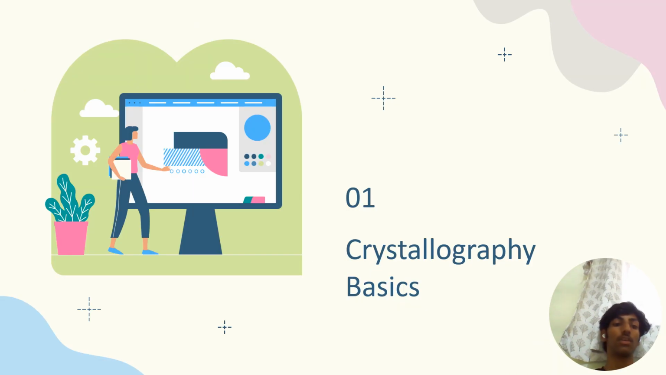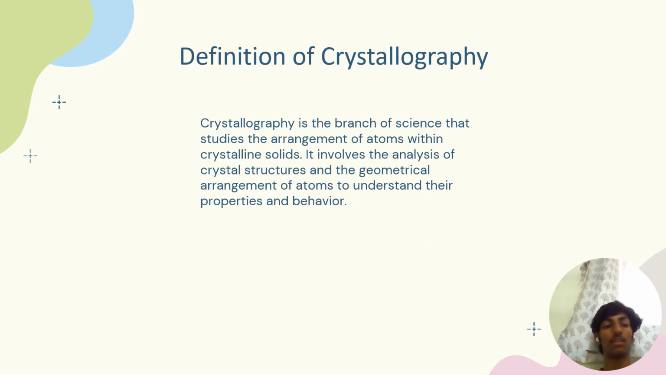Crystallography basics. This section introduces the basic concepts related to crystallography, starting with its definition, significance, and classification of crystal types. The definition of crystallography: crystallography is defined as the scientific study of the arrangement of atoms in crystalline solids. It involves determining how atoms are geometrically positioned in regular repeating patterns called the crystal lattice.